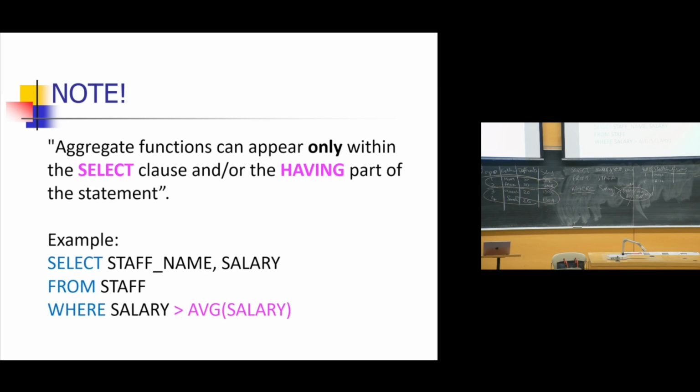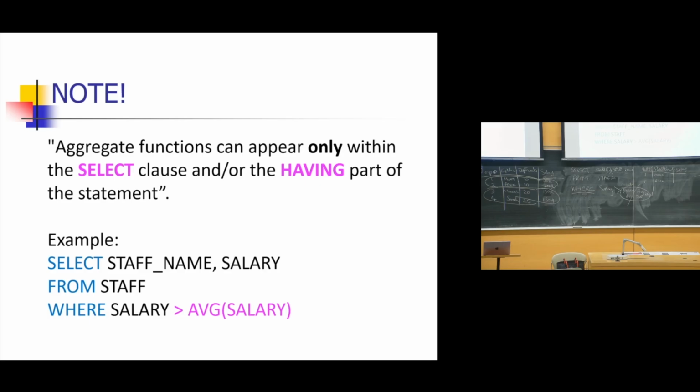Now, aggregate functions can appear only within the select clause and or the having part of the statement. I'm going to explain having clause in a few minutes, but just to let you know, the only places that you can use aggregate functions are either if you are using, for example, a group by, and then in your select part of the statement, or in general, even without group by, if you just want to find average salary, then you just use it in the select part, or if you have having.